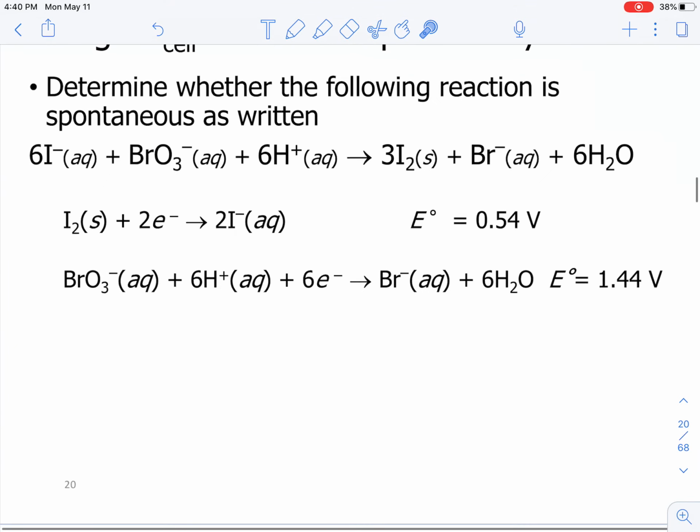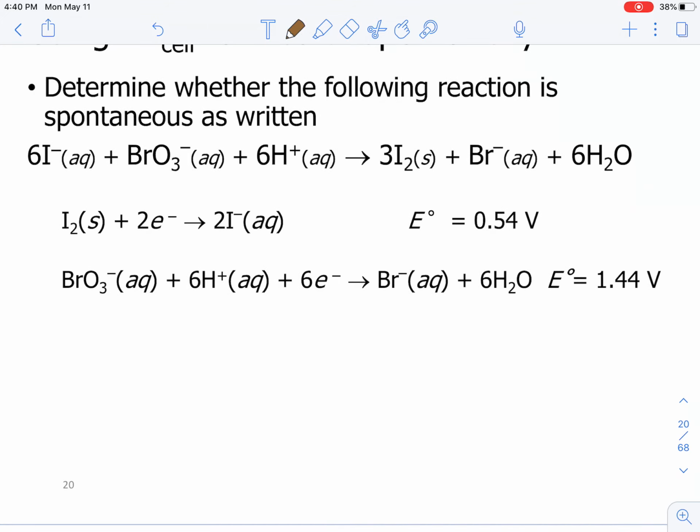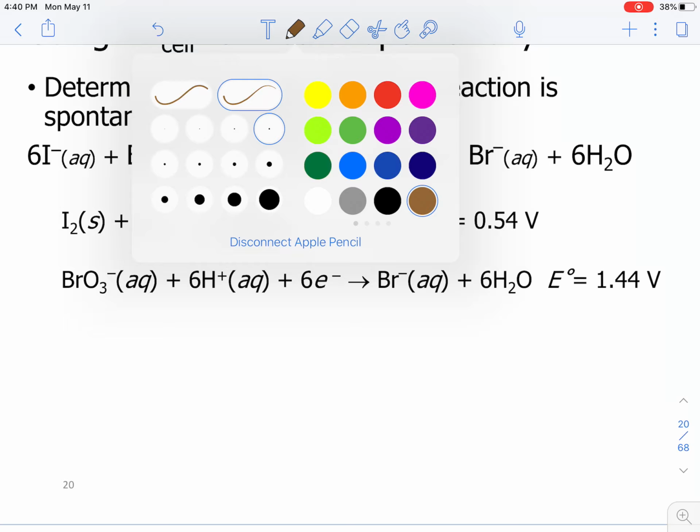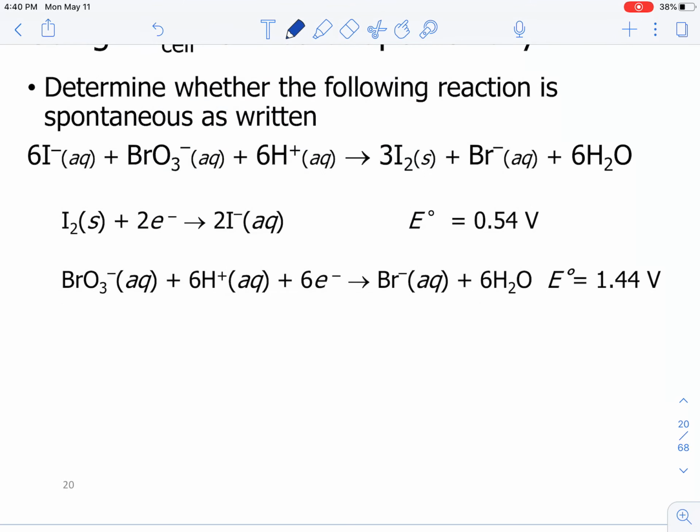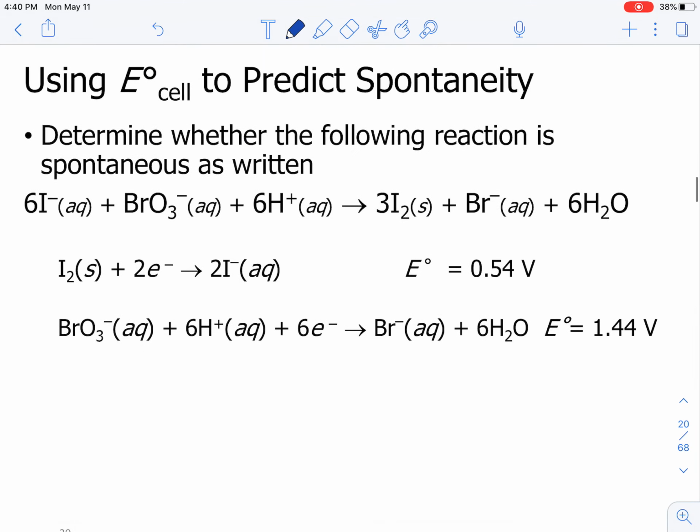All right. And so let's go ahead and quickly solve this problem. Once again, we're going to use the standard cell potential to predict whether or not the forward reaction is spontaneous.